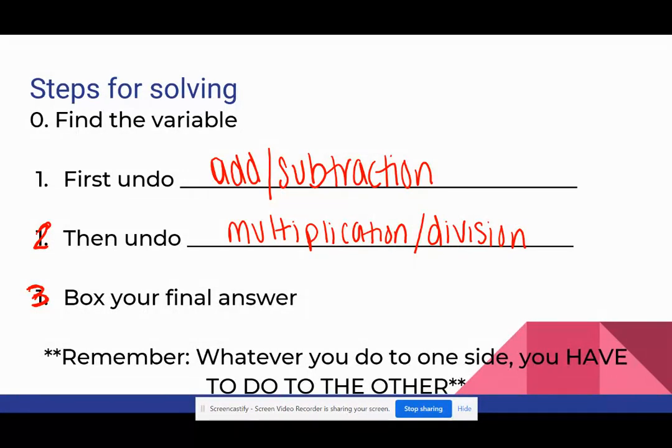This is a reminder, though, that whatever you do to one side, you have to do to the other. You have to keep equations balanced, so you can't just add 3 to one side and not add 3 to the other. Whatever you do to one side, you have to do to the other.